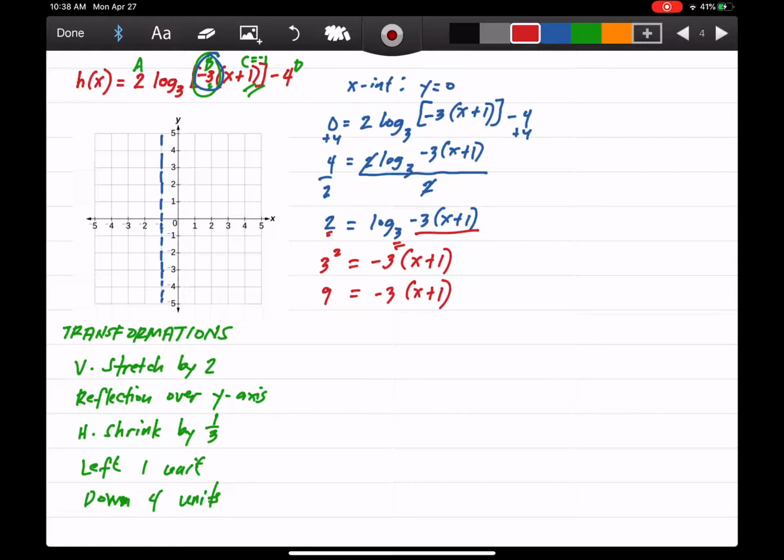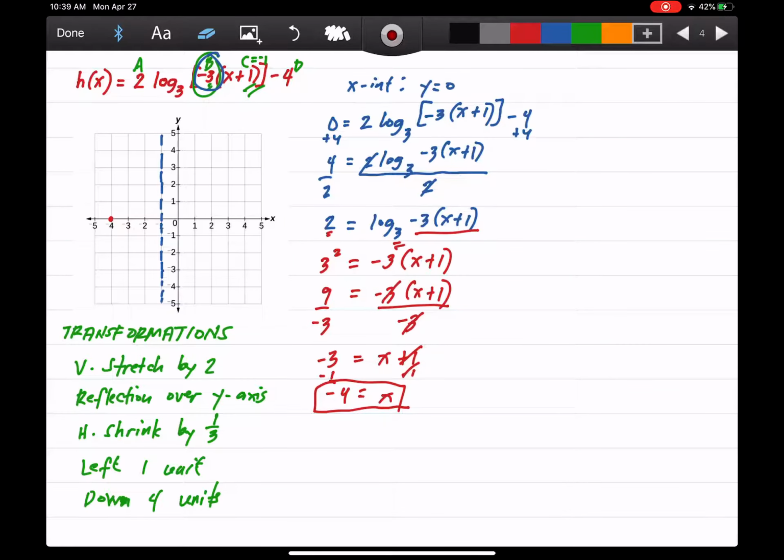Okay, so we divide first by -3. So 9 over negative 3 is negative 3. So negative 3 over negative 3 is 1, so just cancel that out. So what's left is x plus 1. Alright, so the value of x, when you subtract 1, x equals negative 4. It's gonna be at negative 4. Alright, where's negative 4? It's gonna be here.